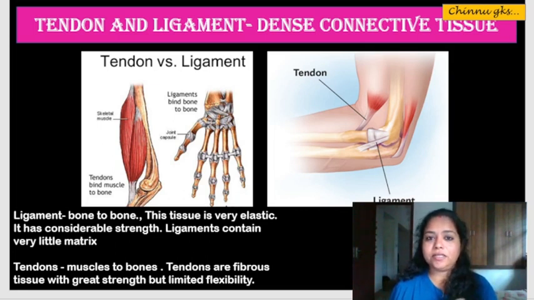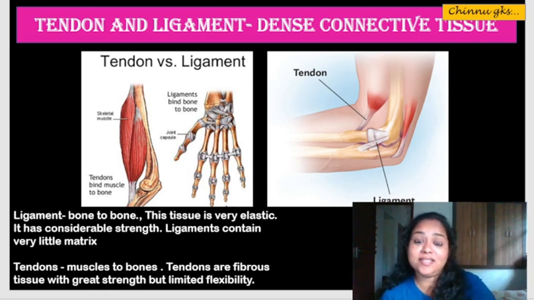It's connecting a muscle to a bone. You tear a tendon of a chicken leg. What are you doing? You're tearing a tendon of a chicken leg. So that's different. That's how you can remember it very easily. Now let's see about the strength and the properties of the ligament and the tendon.